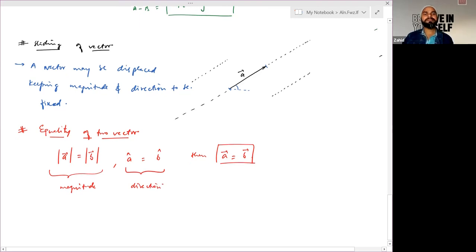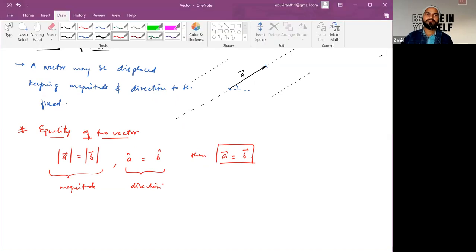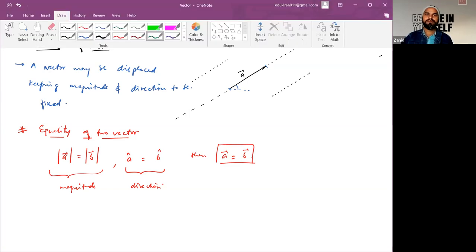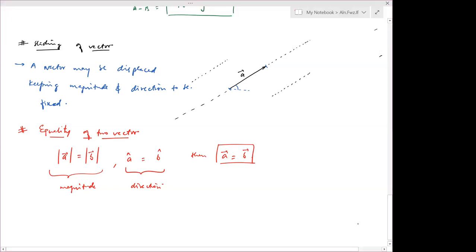Just write it down till this part. Done, sir. Alan, any doubt? Done, sir. No, sir.